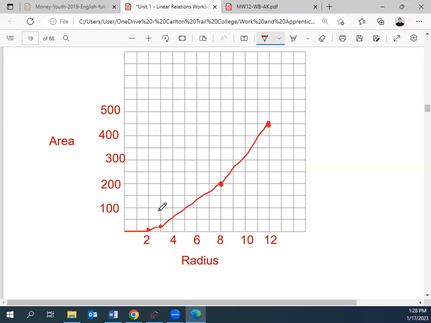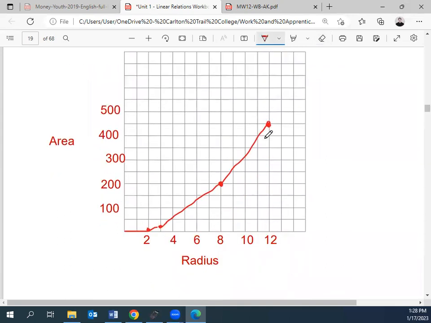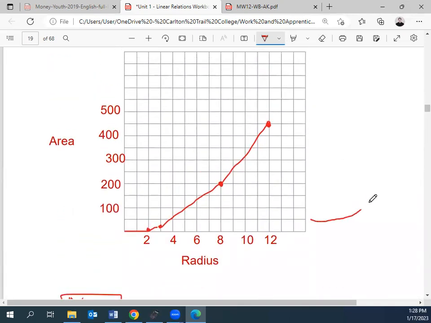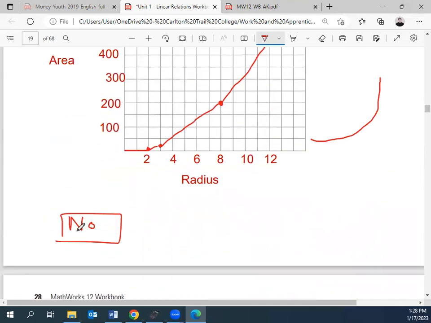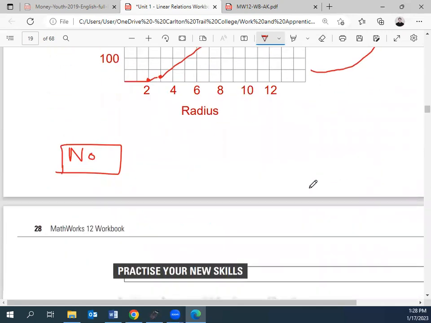And so if you've done that, is that graph linear? No. Why isn't it linear? It curves, yeah. Technically this graph looks something like this. It's a curve. So in this case, it is a non-linear graph. It's not a straight line. It's a curved line, so it cannot be straight.